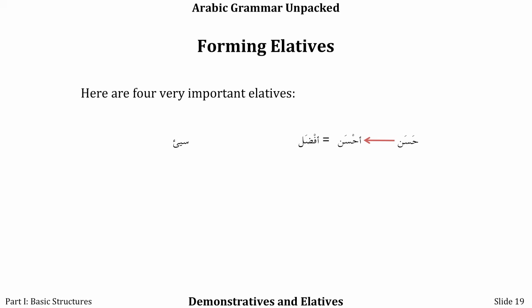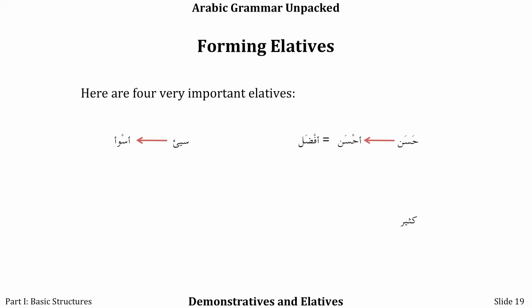We can take the word sayyi, which means bad. Notice the unusual position of the hamza here. The root of sayyi is really seen waw hamza. Again, when we have waw and ya as root letters, they often behave very strangely. So it has an oddball elative, aswa. So aswa means worse or worst, depending on the context. So keep this one in mind because it's a little irregular.